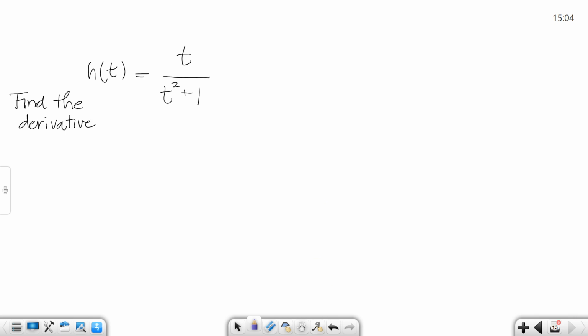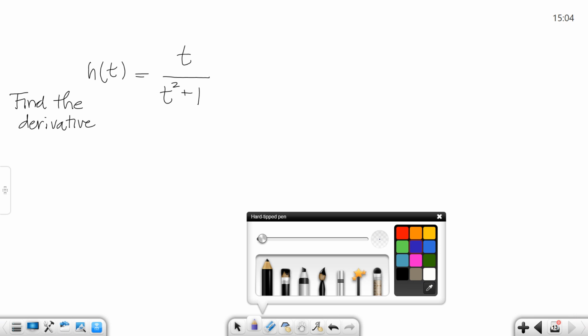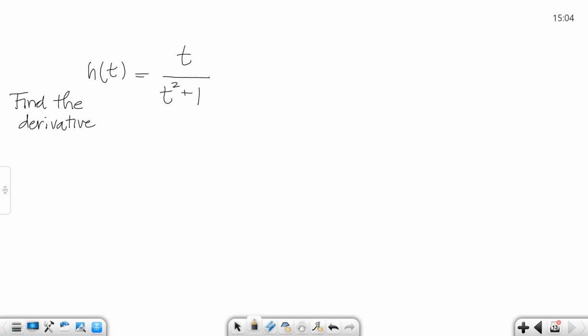Okay, your last one is another quotient rule. So I didn't do many of those earlier, so I wanted to do one more of them. I recognize it to be a quotient rule. You have a high function. Your high function is t. D high would be 1. The derivative of t is just 1. Your low function is t squared plus 1, and d low would be 2t.